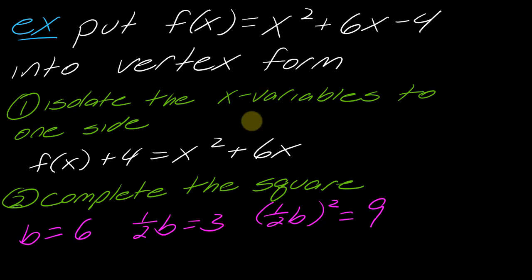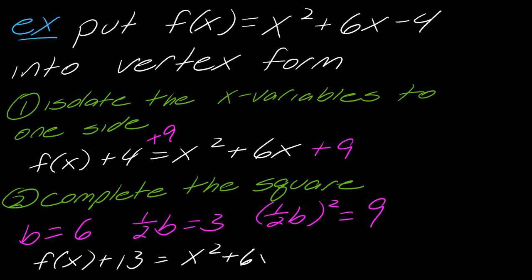Then, to continue with completing the square, I'm going to add that 9 to both sides of the equation. Okay, so let me see if I can write this all in one line. To simplify where I'm at, I now have f of x plus 13 equals x squared plus 6x plus 9. Okay, so let me clear a little space.